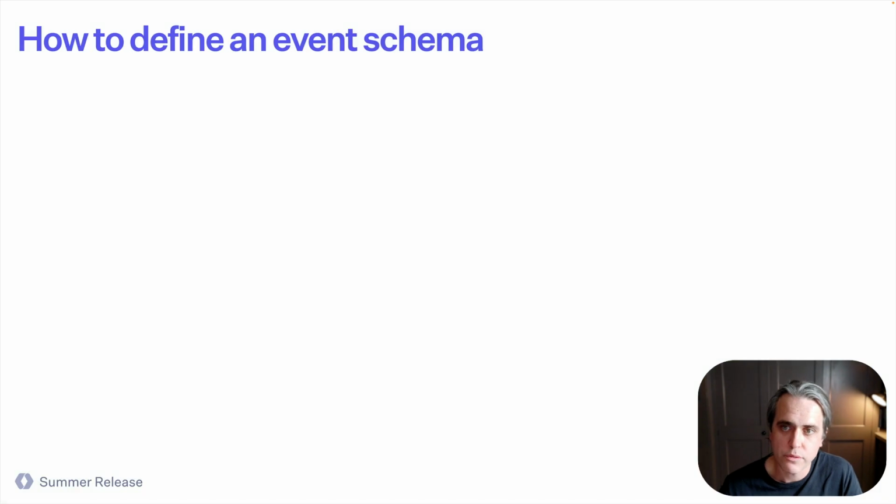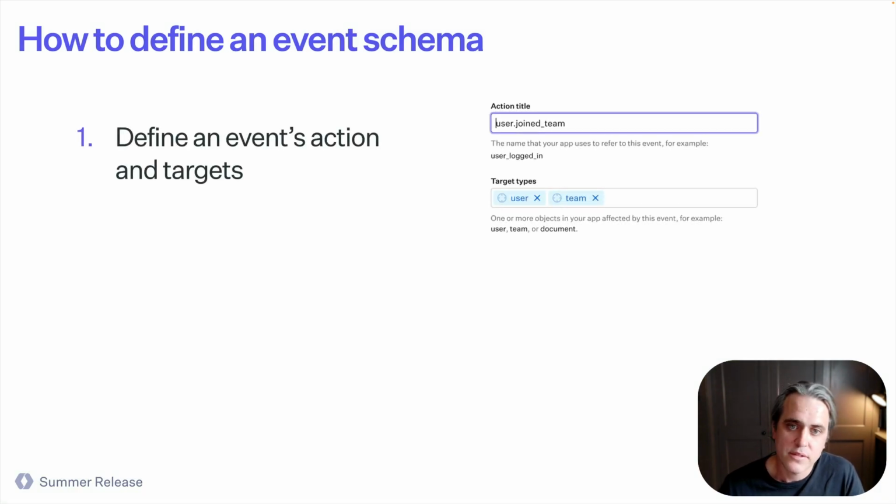And here's how we do that. First, we define an event's action and targets. And this is how we make sure that you're sending the right target types per event. So if a user is joining a team, we make sure that you send user data and team data.